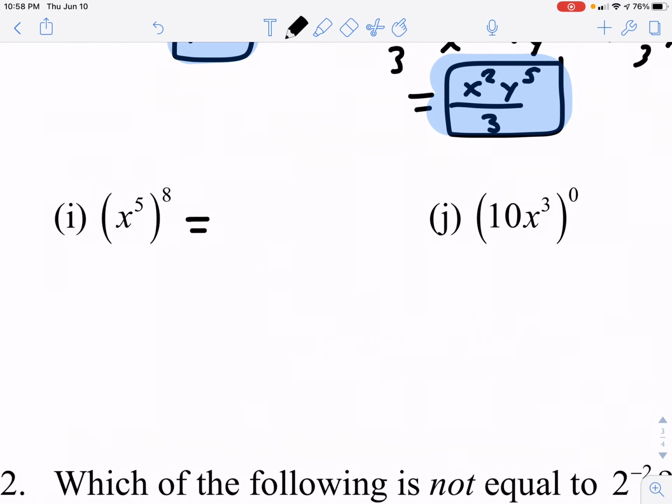Raising a power to a power, we have x to the 5 times 8, or x to the 40th power.